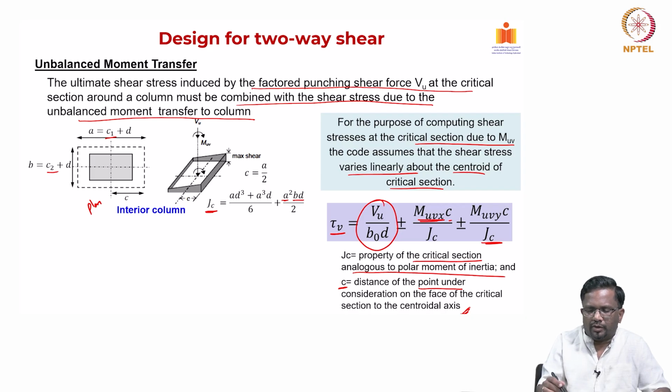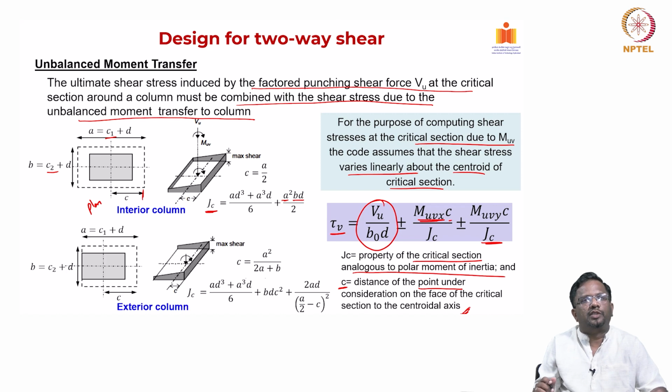Because here your distance from this C in this case is going to be, for example, C, the maximum distance here is nothing but your A by 2. So, C is going to be half of A, which is A by 2. This is for an interior column.